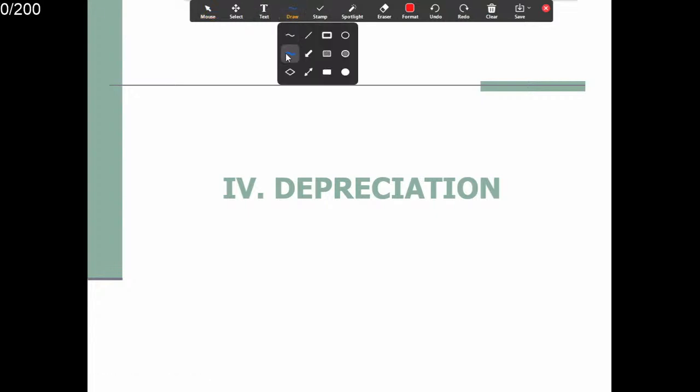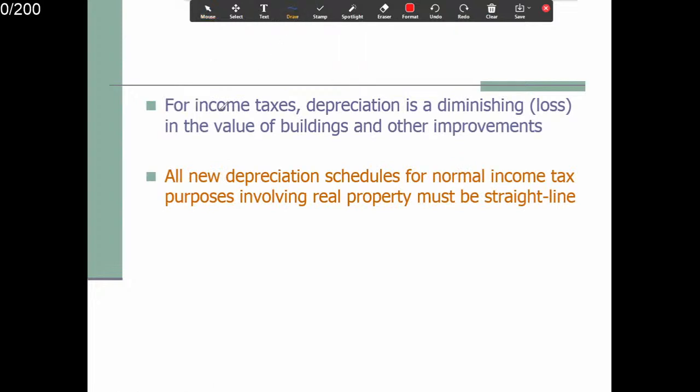Alright, depreciation. You have to figure it out on those two, okay? So for income tax purposes, depreciation is a diminishing loss in the value of the building and other improvements. So your building is getting older and older and older, okay? That is the reasoning, and it helps you with your investment. So all new depreciation schedules for normal income taxes involving real estate must be straight line. This straight line is a method used to calculate depreciation.